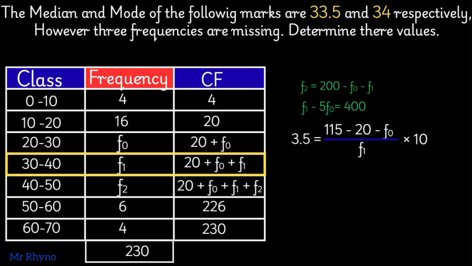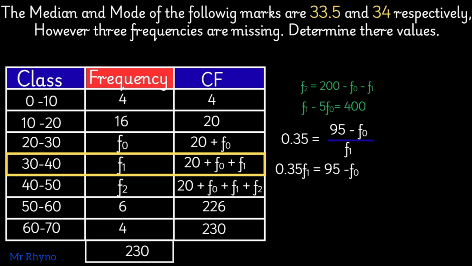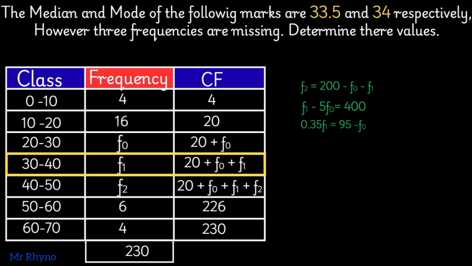We shall get rid of this 10 on the right by dividing both sides by 10. 3.5 divided by 10, that gives us 0.35. Then 115 minus 20, that is basically 95. Then next we can get rid of this denominator by multiplying both sides by f1. And so we shall have 0.35 f1 is equal to 95 minus f0, and this is our third equation.